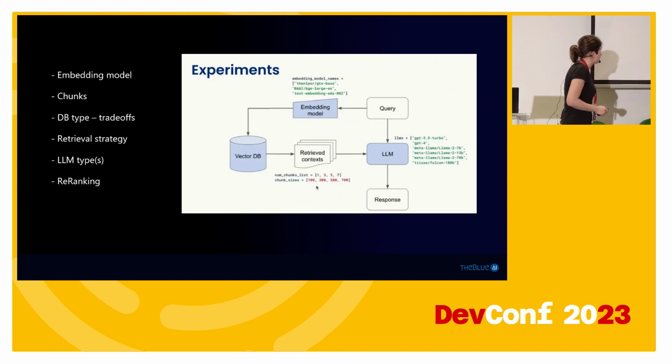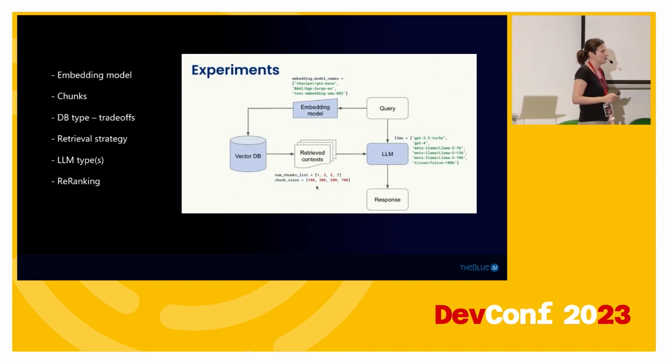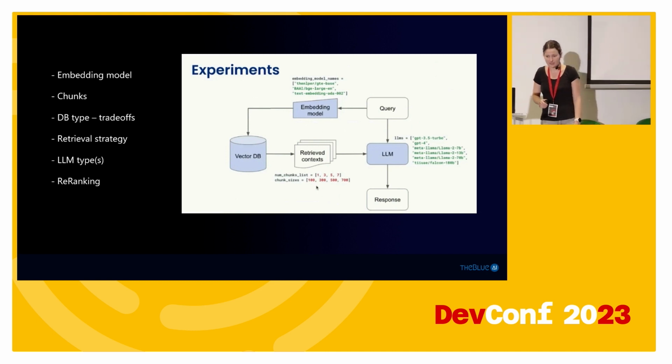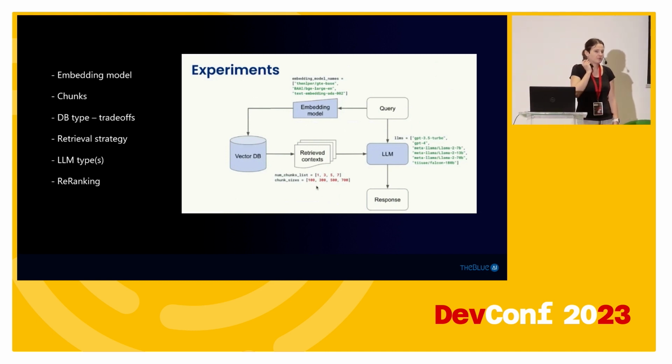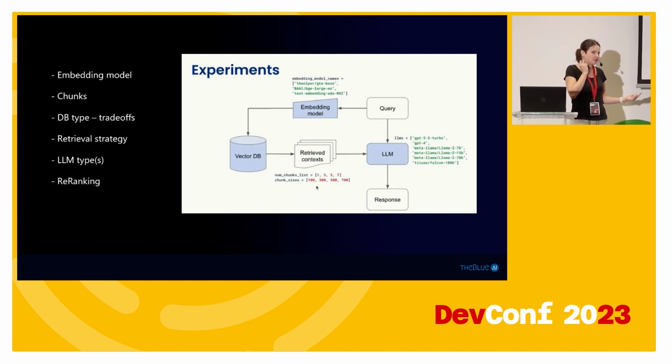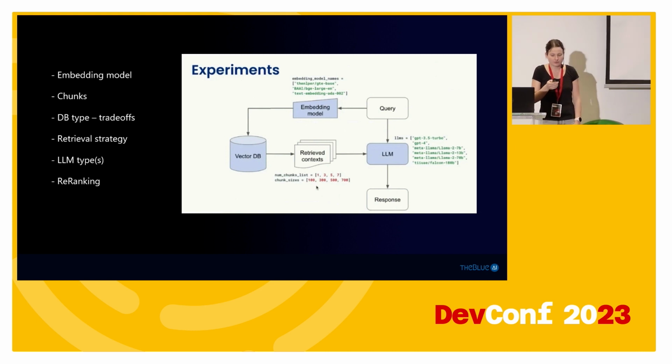Vector database. This is also another interesting area. We have already quite many different vector databases, and they come with quite many trade-offs. So it depends what is more important to you. Is it the latency? Is it the accuracy? Is it the cost? Or a few different things.